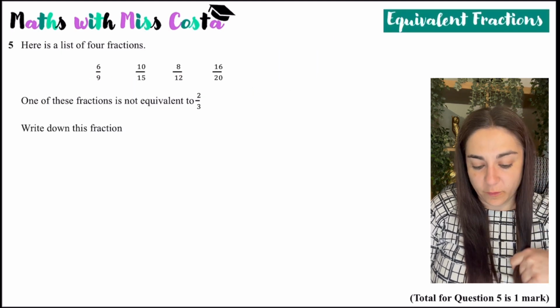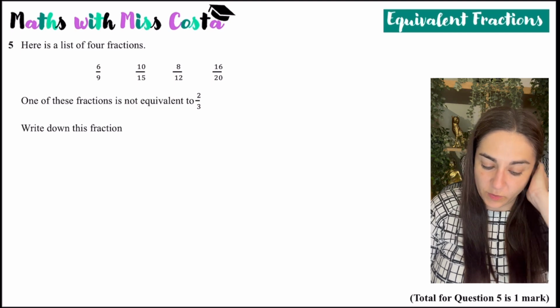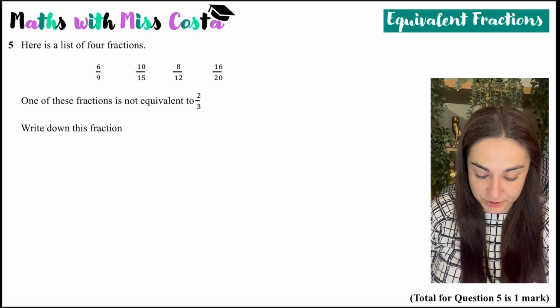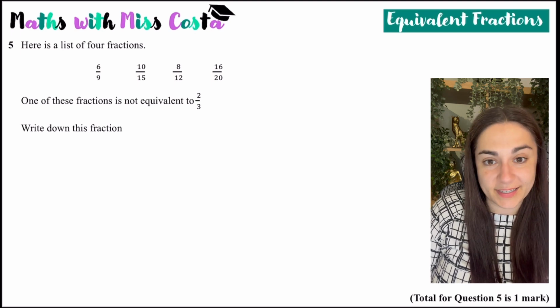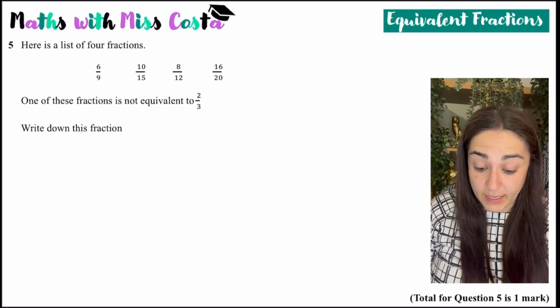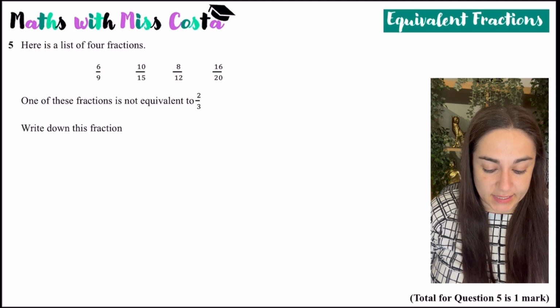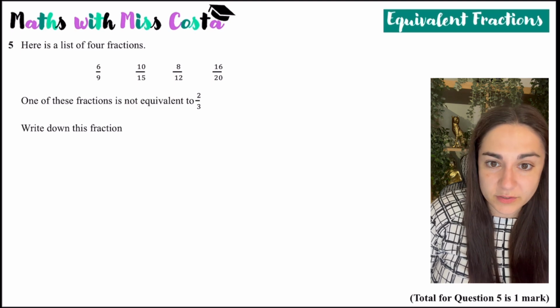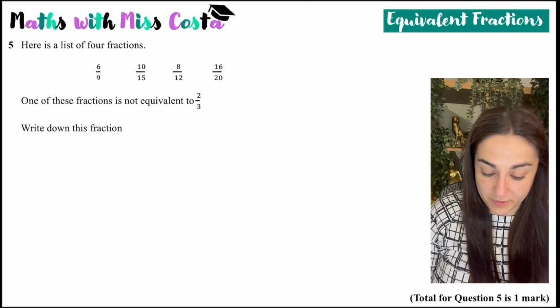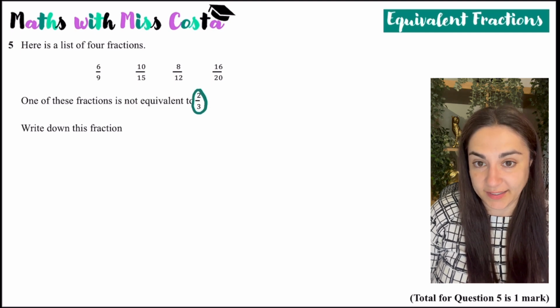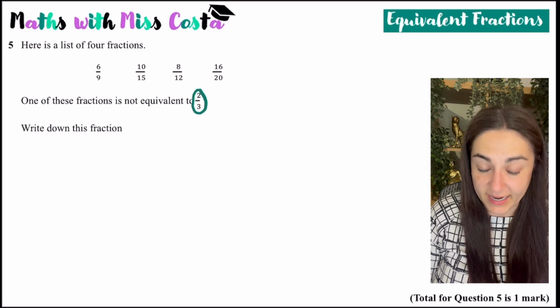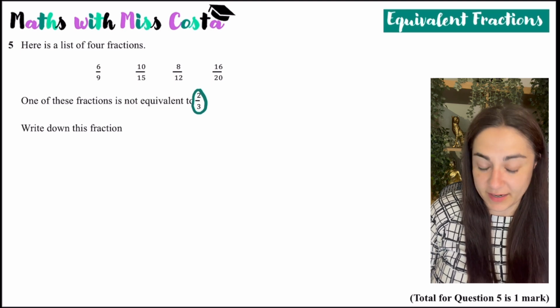Next, we've got a list of 4 fractions. So it tells me that one of these fractions is not equivalent to 2/3, and I need to write down this fraction. Now, there's a quick way you can do this if you're pretty confident with equivalent fractions, but if not, let's just take it bit by bit. So one of them is not equivalent to 2/3, so I want to see which ones I can simplify to 2/3.